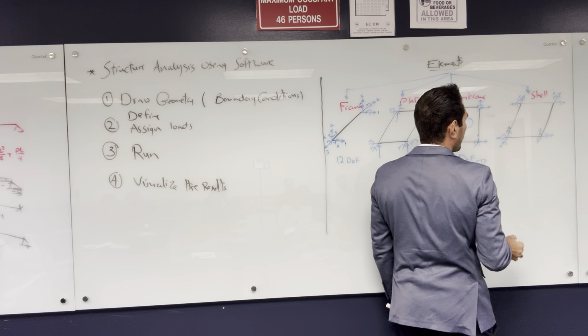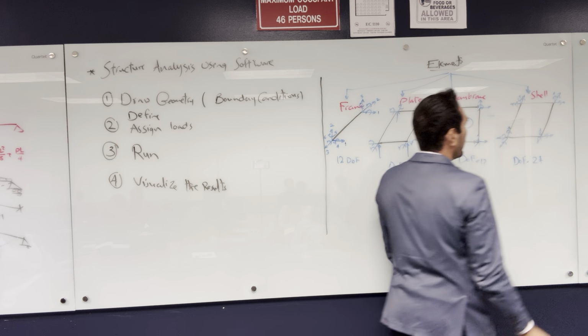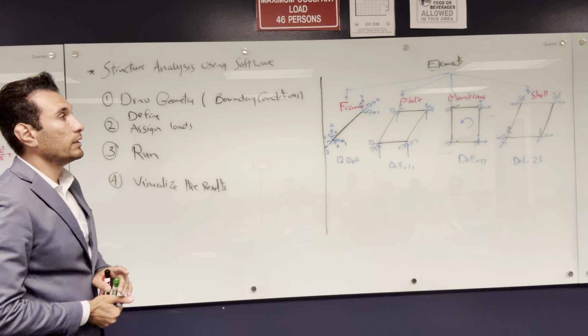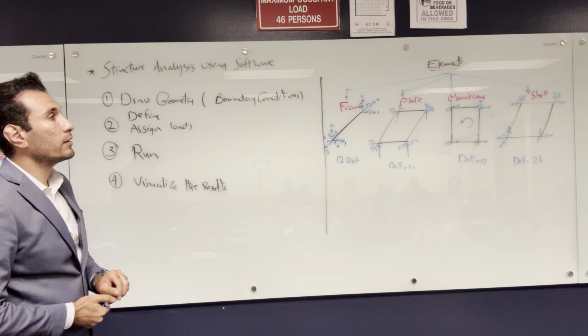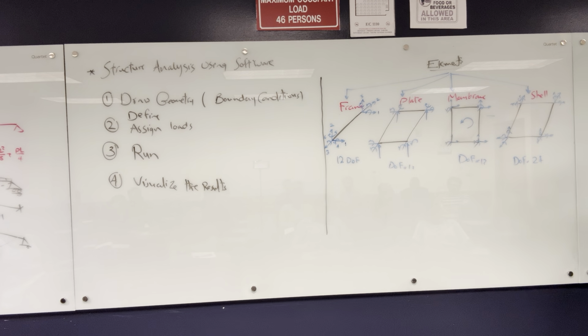So each one of these has 6 degrees of freedom, so the total number of degrees of freedom is 24. That is the elements that you have for the structure analysis using software. Does anybody have any questions so far?